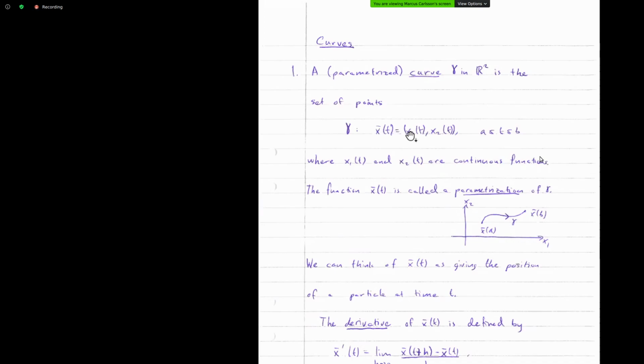Vector x of t, where vector x contains a first variable, x1 of t, and a second variable, x2 of t, and both of these are functions of t. So when you let t run between some starting point and some end point, a and b, you get a collection of points, and that collection is the curve. And the function x of t is called a parameterization of that curve.